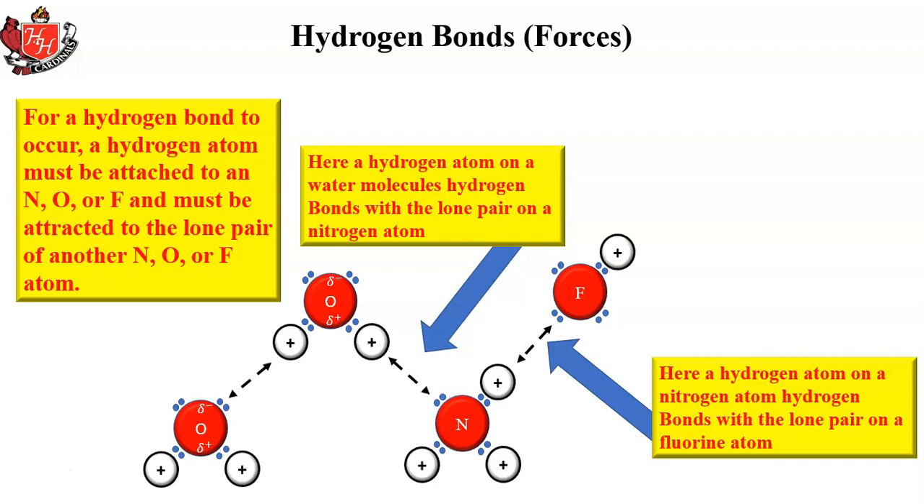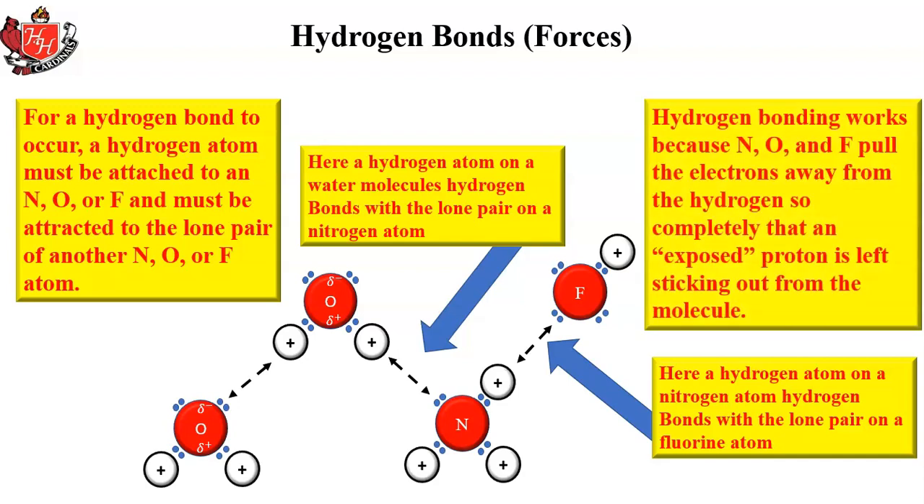So it takes a strong electronegativity to really expose those protons and really make them kind of stick out and show their positive charge. So hydrogen bonding works because nitrogen, oxygen, and fluorine pull the electrons away from the hydrogen so completely that an exposed proton is left sticking out from the molecule.